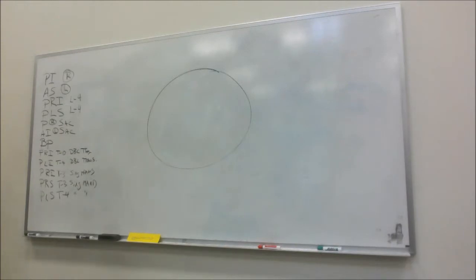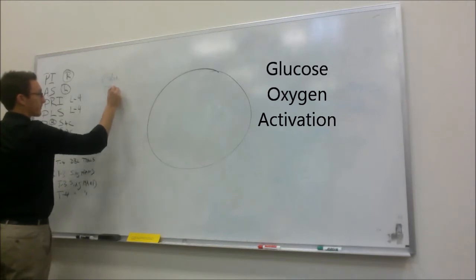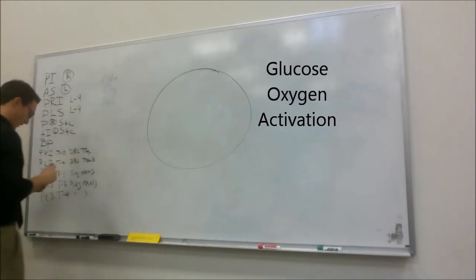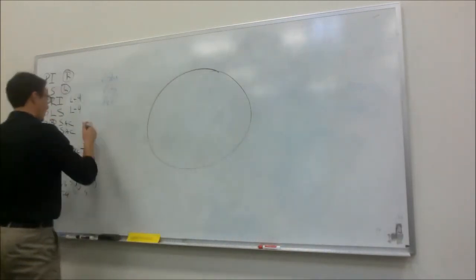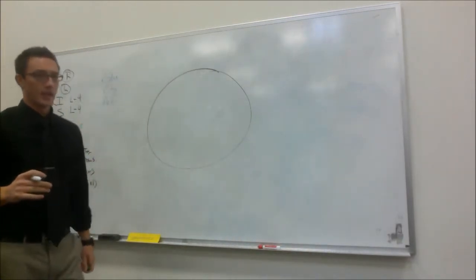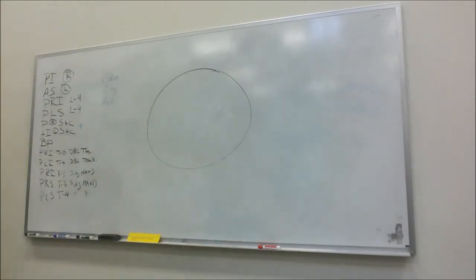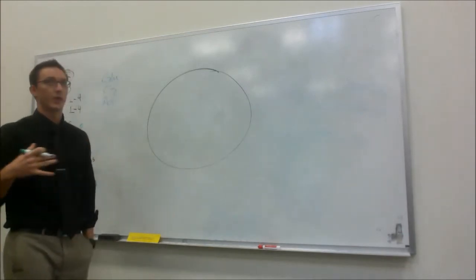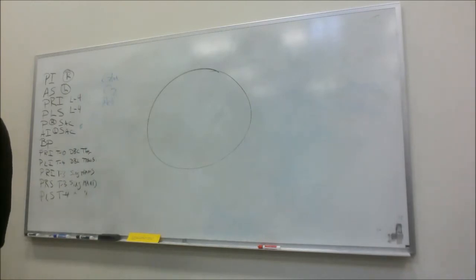And the big thing is, understanding what a cell needs. We need three things: glucose, oxygen, and activation. So when these things are present, life can happen. And we're looking for life in these cells, right? Not death.